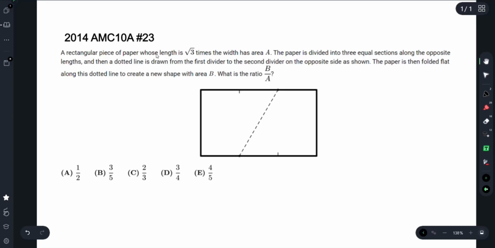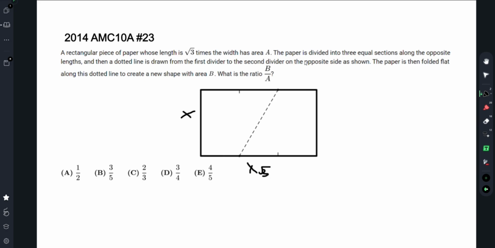Alright guys, today we're talking about the 2014 AMC10A number 23. A rectangular piece of paper whose length is 3 times the width has area A. So we can label this as X and this is X root 3.